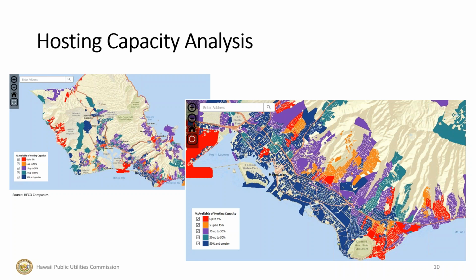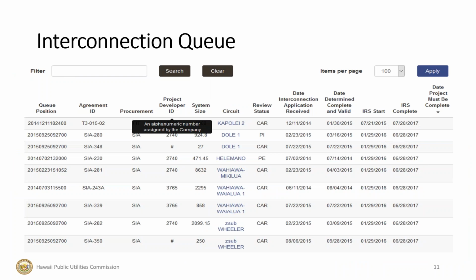So another improvement: the commission required Hawaiian Electric to develop a transparent and publicly accessible interconnection queue. And this lets customers see where their project sits relative to others that have applied to interconnect. And this is a web-based tool as well, and they can understand the overall process and it helps keep the utility accountable to process interconnections in a timely way. I think this is a helpful thing for both sides as well.